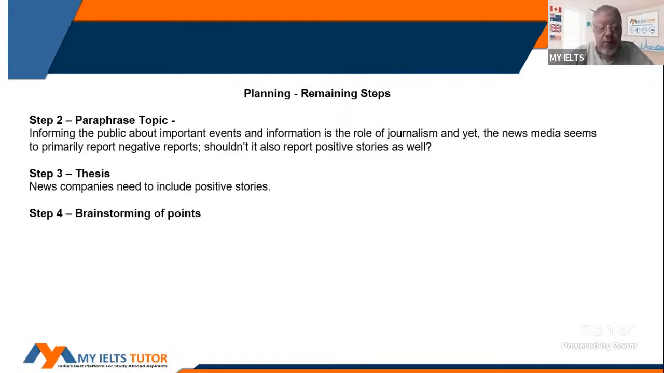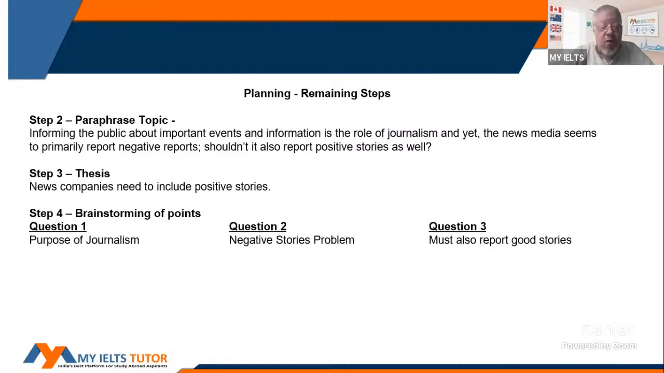Now, step 4, we want to brainstorm for points. So as I brainstorm, I'm going to think of the questions, the 3 questions. So question 1, question 2, question 3. So under question 1, I have the purpose of journalism. Question 2, negative stories is a problem. Question 3, must also report good stories, okay, positive stories.